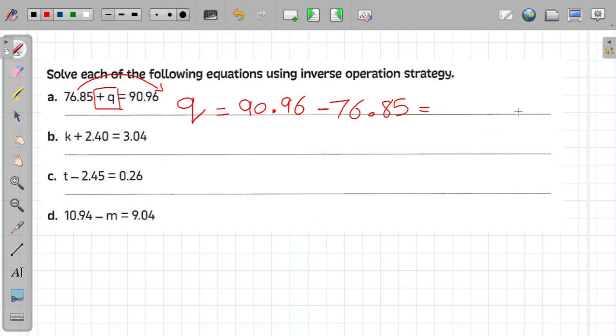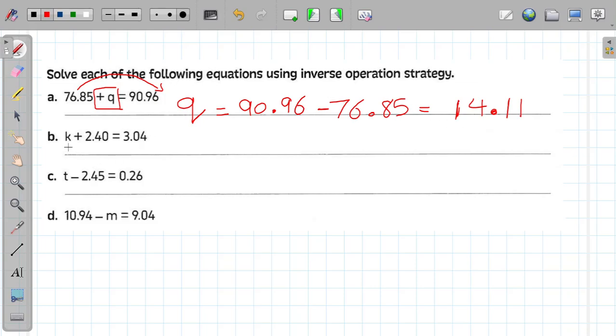So 6 minus 5 equals 1, 9 minus 8 equals 1, and I will write the decimal point. Next I have 90 minus 76, it gives me just 14. So the value of Q here is 14.11, or 14 and 11 hundredths.